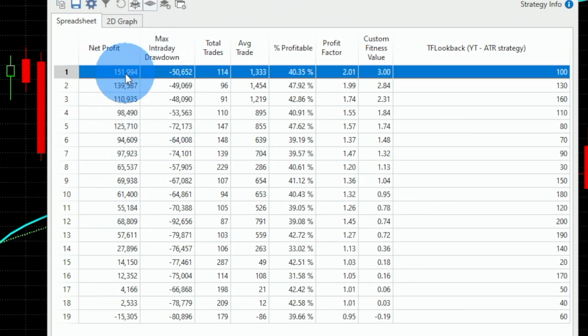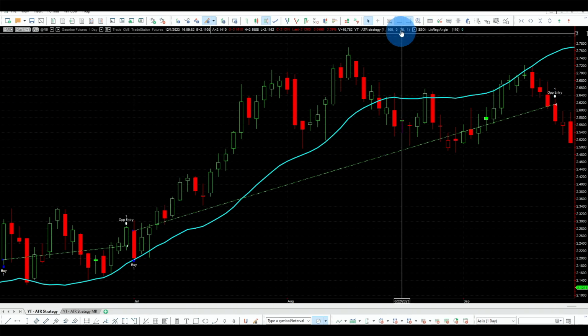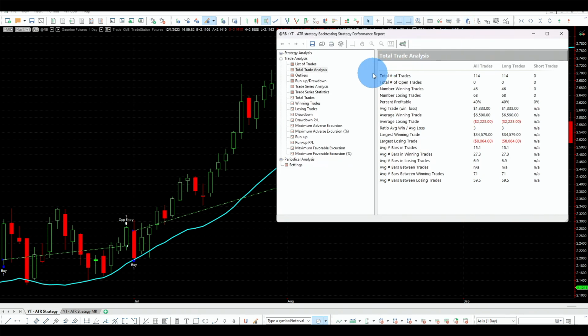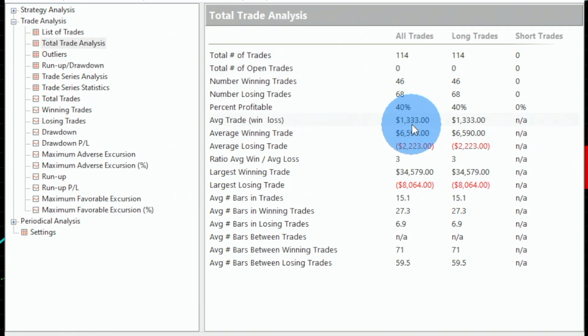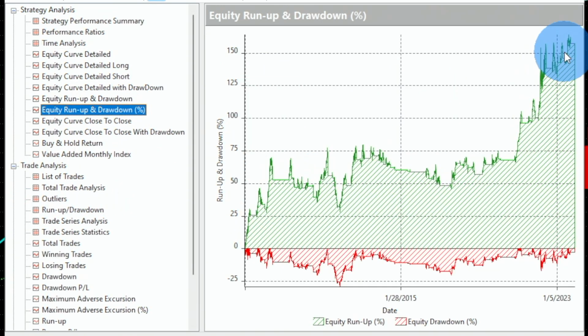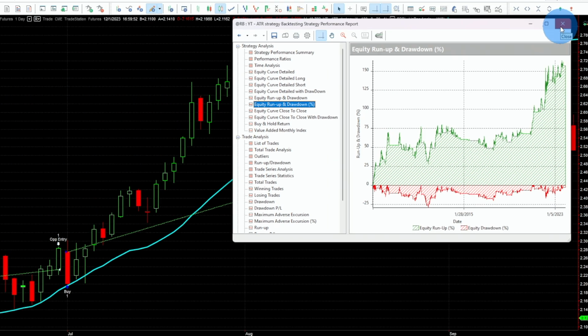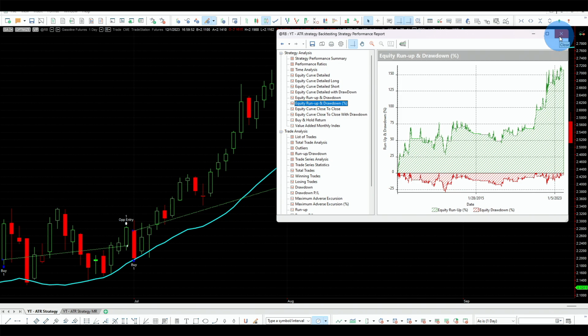I'm going to pick the best one to test the ATR trailing stop. Okay, so this is my strategy now, with 114 trades. On average we are making $1,300, with a 40% win rate, which is to be expected for a trend following strategy. And this is how the curve looks. Now we will test if the ATR trailing stop will make a difference.